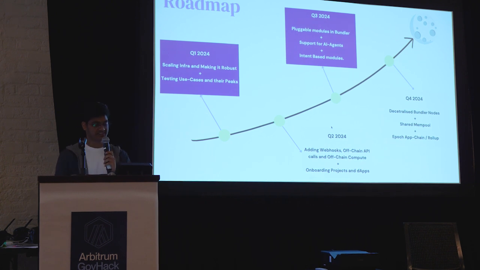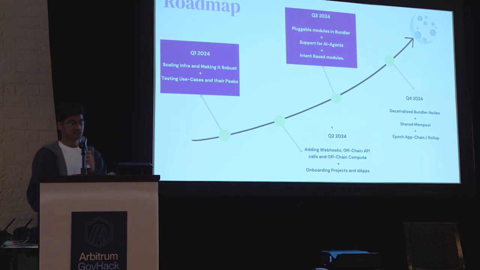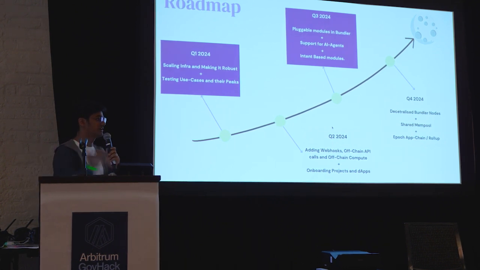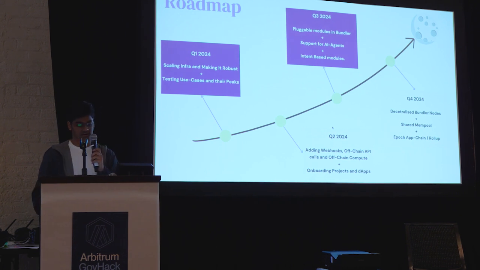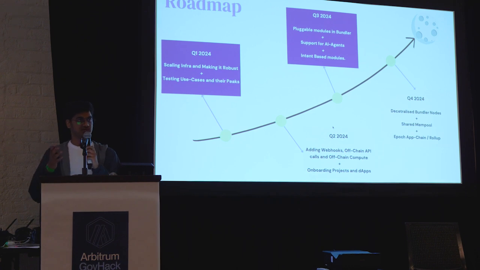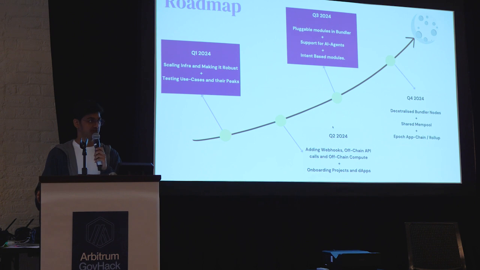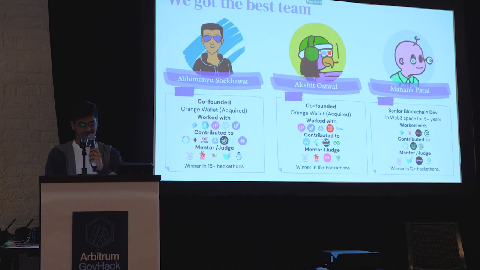The roadmap is pretty exciting. We're going to be adding webhooks, off-chain APIs, off-chain compute, so that the users can do whatever they want with the data and then send transactions based on that. We're also going to be adding pluggable modules so that you can do things like AI agents, where it's much simpler for the users to make their transactions and then automate them. Lastly, we're going to be decentralizing our whole bundler pool. We are going to be making our own app chain, bundler nodes, all of that.